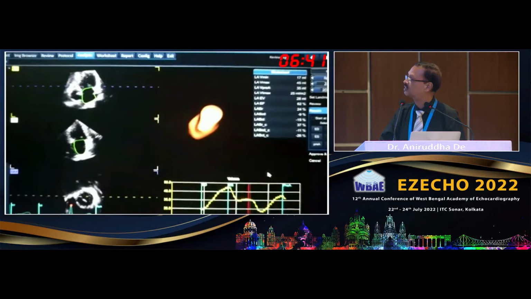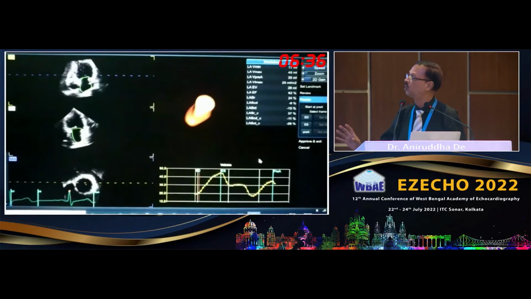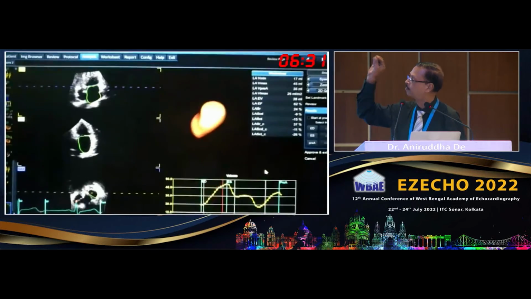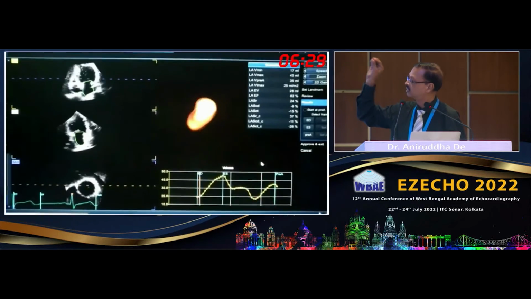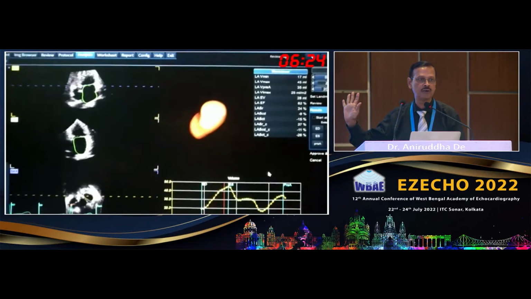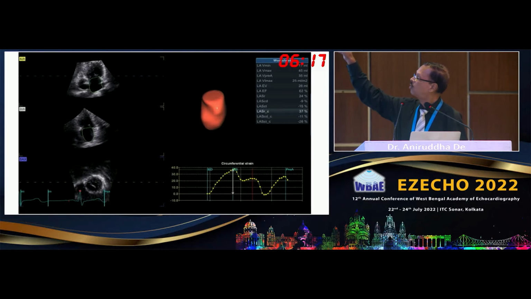And in 3D you can do the volumetric analysis in one go. By putting the 3D volume, you can get the minimum volume, maximum volume, pre-A volume, systolic strain, conduit strain, and contractile strain. Everything you can get in one go. You can see all the volumes and all the strains. These are the three strains and the three volumes.